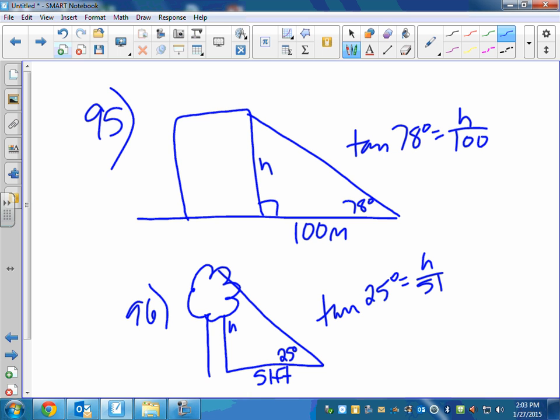Again, in degree mode, you want to do this. So 100 times tangent of 78. You should get an answer of like 470.5 meters. Tangent of 25 times 51 is like 23.8 feet tall, that tree is.